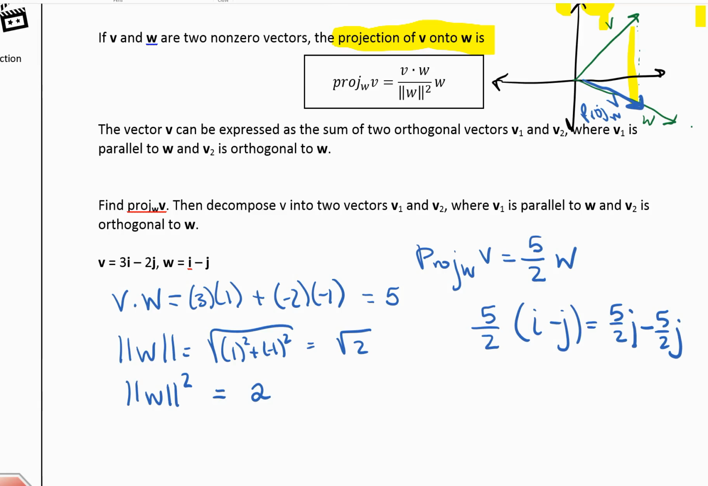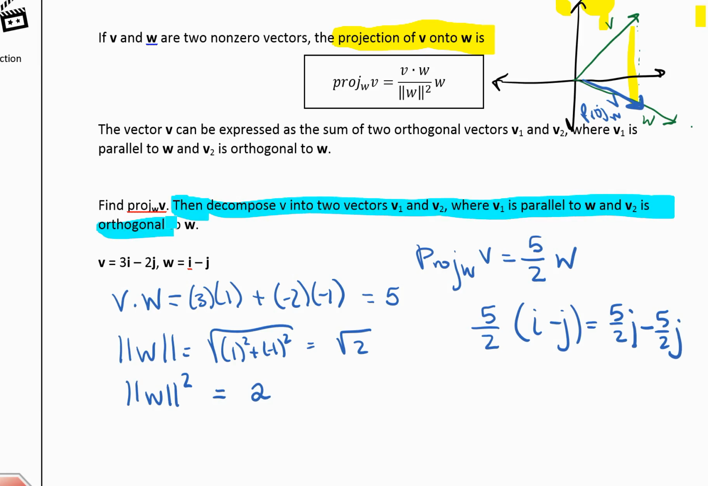Now, this next statement says, then decompose V into two vectors, V1 and V2, where V1 is parallel to W and V2 is orthogonal to W. Now how you do this is your V1 is just going to be the projection of V onto W. So we found that. So our V1 here is 5 halves I minus 5 halves J.